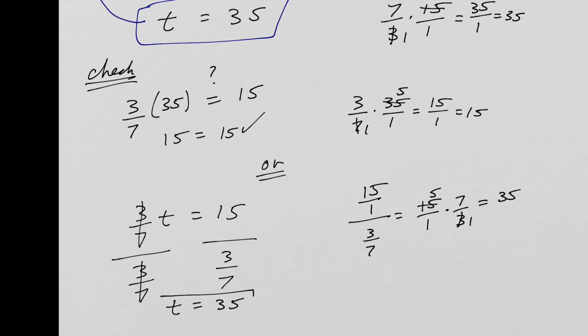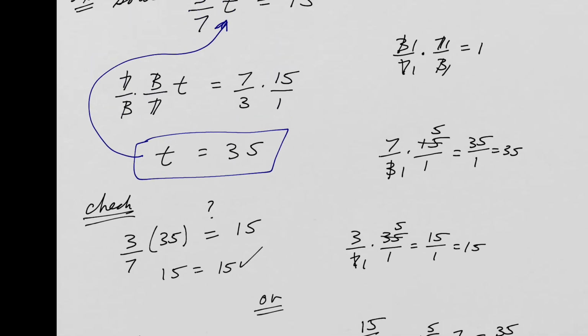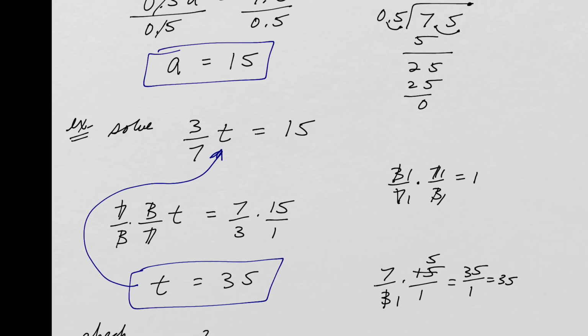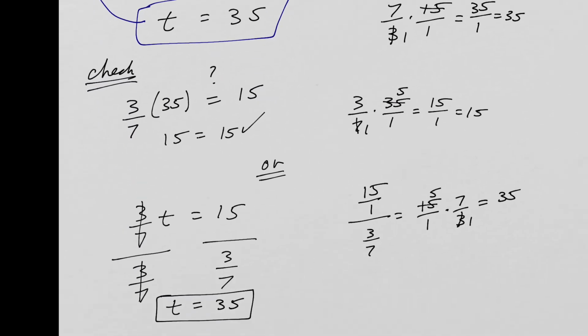So it's the same thing, right? Dividing by 3/7 is ultimately the same as multiplying by 7/3. And remember, the first way we solved it is we multiplied by the reciprocal, which is 7/3. That's probably the easiest way to solve these types of problems. Okay, here, let's do another one of these with fractions.